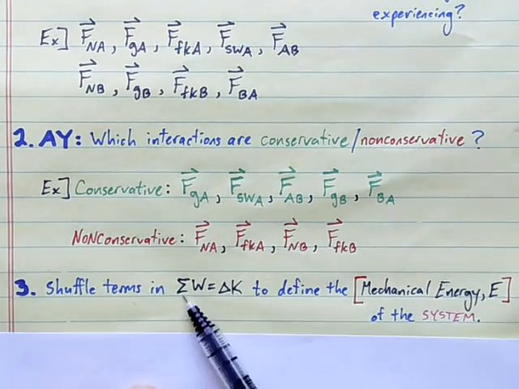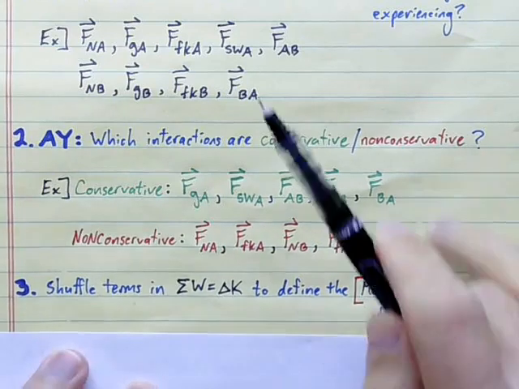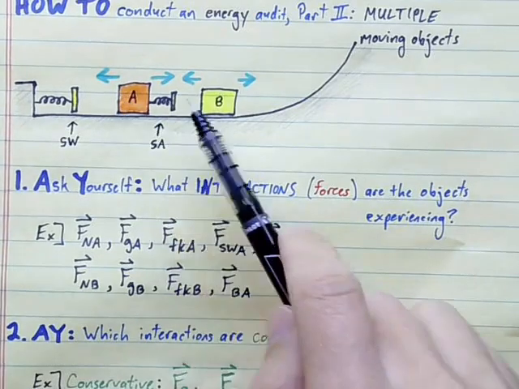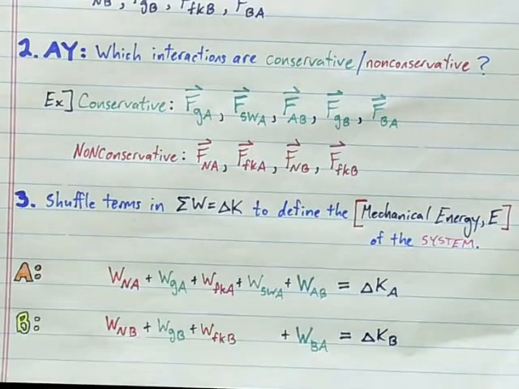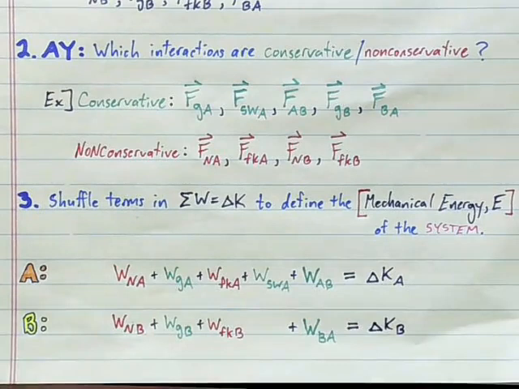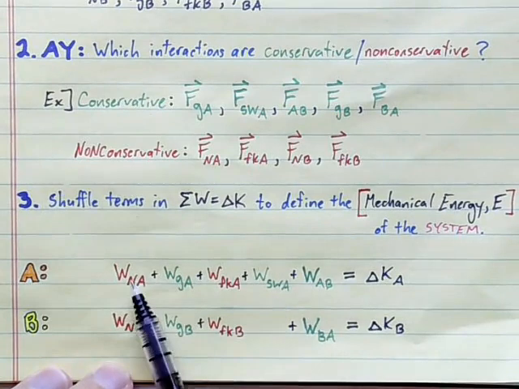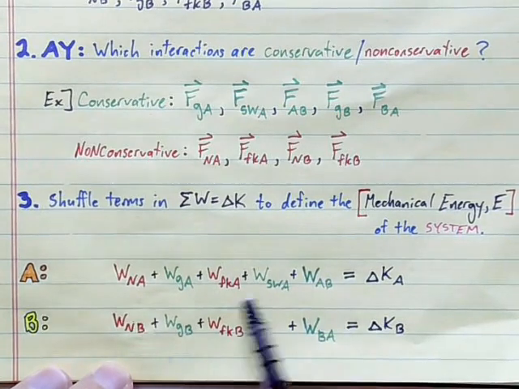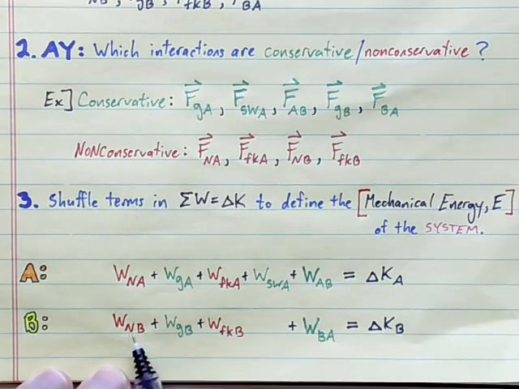So the work energy theorem applies to just one object. So I have to write the work energy theorem once for mass A and then once again for mass B. They'll each get their own separate work energy theorem. So here are those. For mass A, we got the sum of the works that could be done by the 5 interactions that A is experiencing. That equals the change in the kinetic energy of A. And then for mass B, separately, here are the potential works done by the 4 interactions that B is experiencing. The sum of those works equals the change in kinetic energy of mass B.